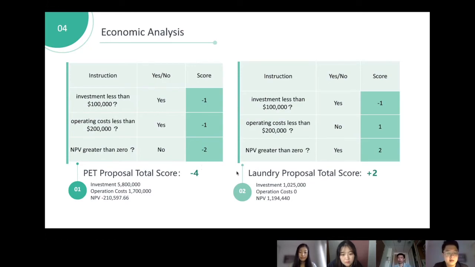And simply by summing up all the scores, we could find out the PET proposal's total score of economic analysis is -4, and the laundry proposal has a positive score of +2.